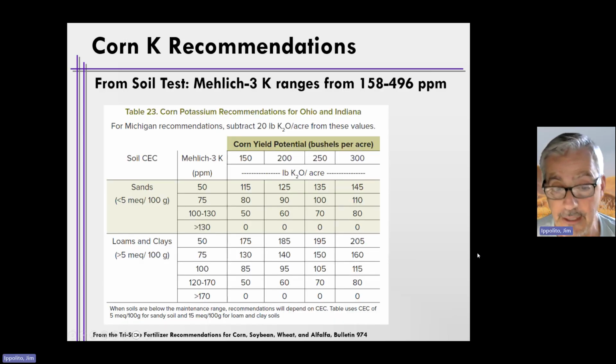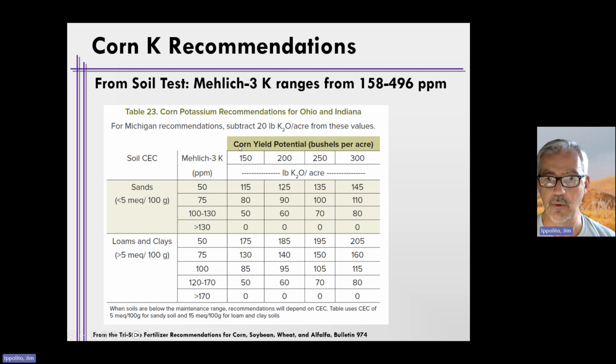What we do to come up with fertilizer recommendations for application rate of K2O, which is the application rate of potassium in the fertilizer form, and you'll learn about that later in this unit, expressed as K2O, is go to something called the Tri-State Fertilizer Recommendations for corn, soybean, wheat, and alfalfa, Bulletin 964. You can find this freely available online. It's recently published. We go to a table like this, which is corn potassium recommendations for Ohio and surrounding states.